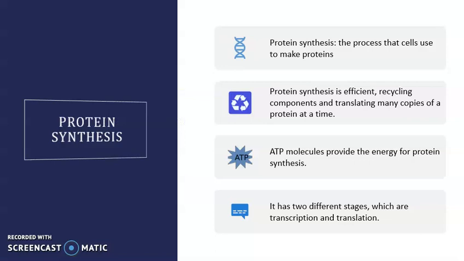First off, what's protein synthesis? Protein synthesis is the process that cells use to make proteins. This process is efficient, recycling components and translating many copies of a protein at a time. The energy used in protein synthesis is provided by ATP molecules. This process consists of two stages, which are transcription and translation, and which we will talk about in the next slides.